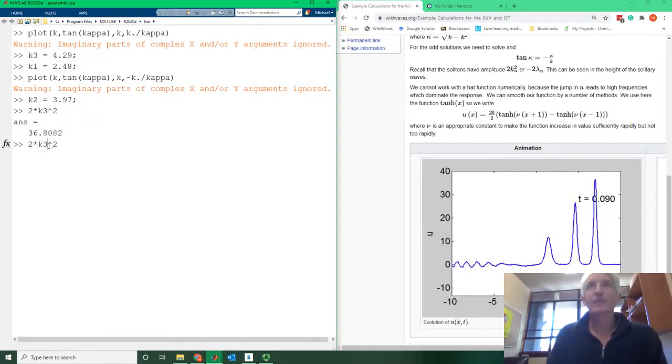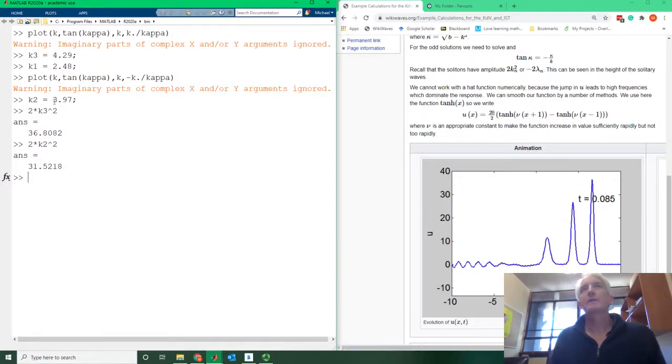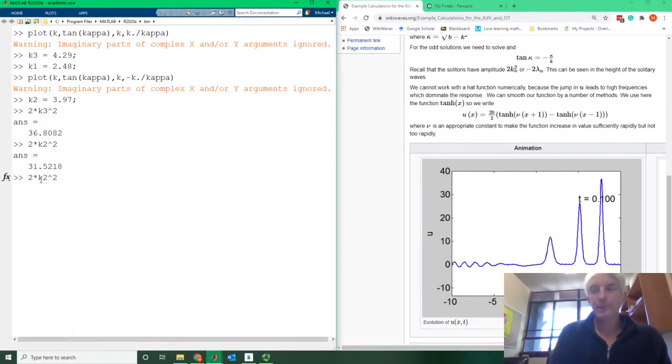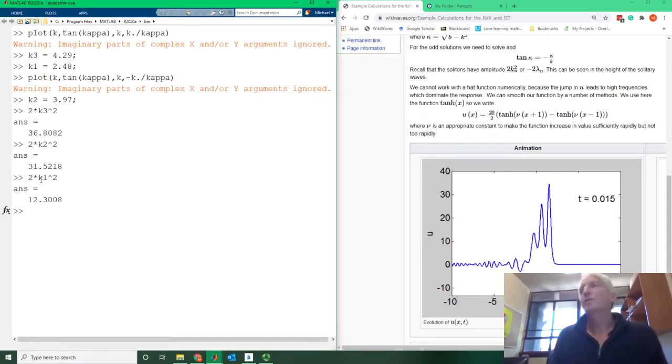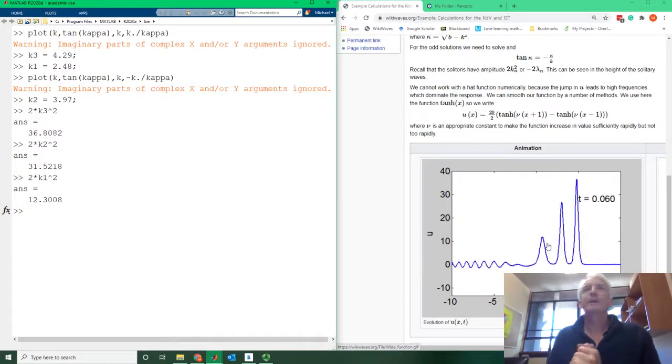If we do 2 times K2 squared, we're going to get the amplitude of the second one, 31. Doesn't look quite right, does it? Okay, so maybe K2, it's quite sensitive how I read it off the graph. Okay, so we'll just put that down to numerical error, and then K1 squared is 12. Okay, it just seems about that. That's believable here, okay?